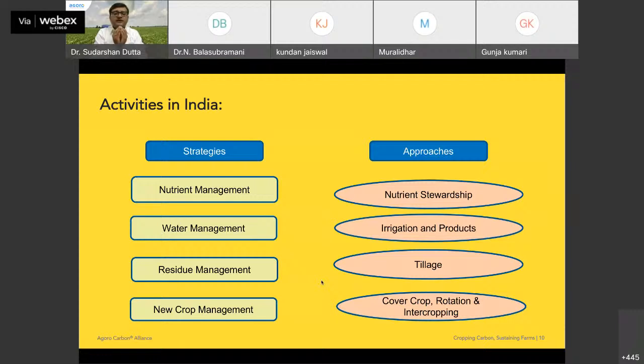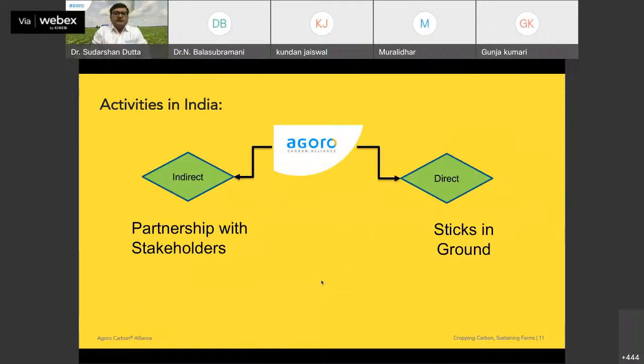First two we are thinking of for quick scalable technologies, and the others we are thinking need some time to get promoted. In activities in India, we basically are working with our core part and non-core part. Through our direct approach, the four pillars that I have talked about, we are sticking to the ground.